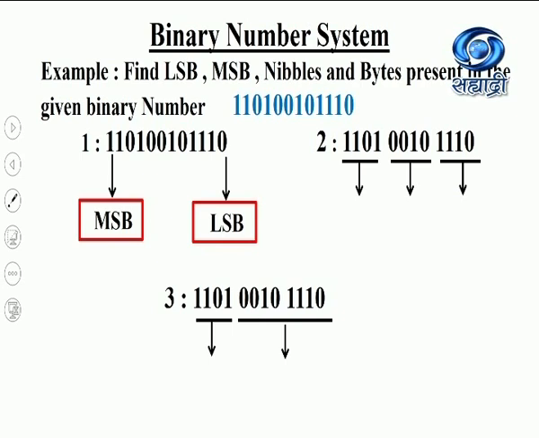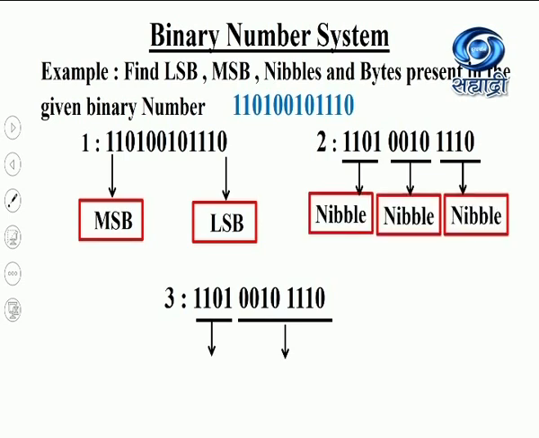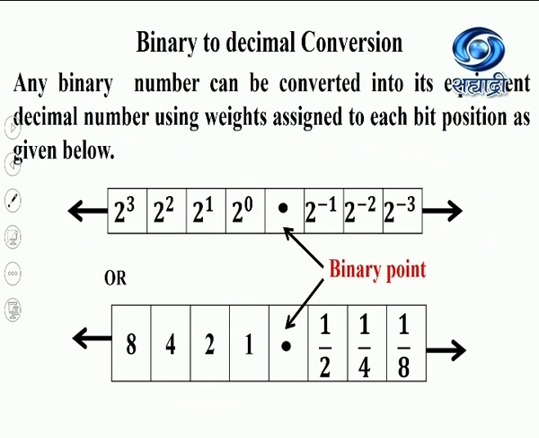Okay, and in the second we are going to find out the nibbles by making groups of 4 bits. So there are 3 4-bit groups, so we have 3 nibbles in the given binary number. Okay, in the third, the group of 8 bits will form a byte in the given number and the remaining 4 bits will form a nibble. So let us start with the topic, that is binary to decimal conversion.